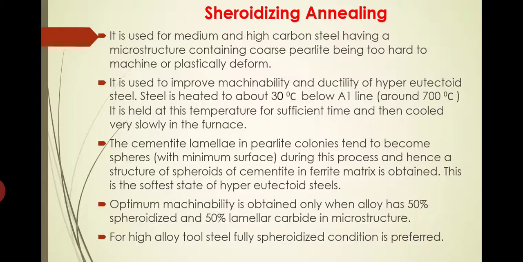The cementite lamellae in perlite colonies tend to become spheres. Actually in hyper eutectoid steel, after slow cooling, the perlite structure will have cementite lamella.